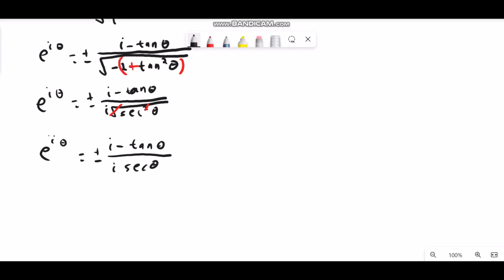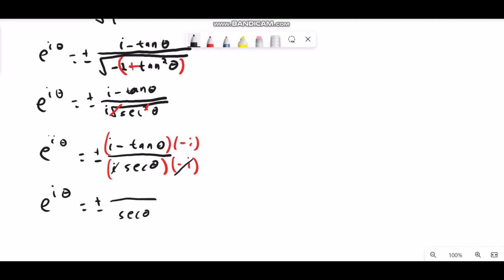All right, now let's go ahead and do some work here. I'm going to multiply the top and bottom by i just to get rid of it. In fact, maybe I'll multiply by -i. That'll work out a bit more nicely, even though the negative doesn't really matter because we already have the plus or minus in the front. e to the i theta equals plus or minus. All right, now on the bottom, the reason I multiply by -i is that i times i is -1, so i times -i is just 1. So these can actually just be canceled out. And now we just have secant theta on the bottom.